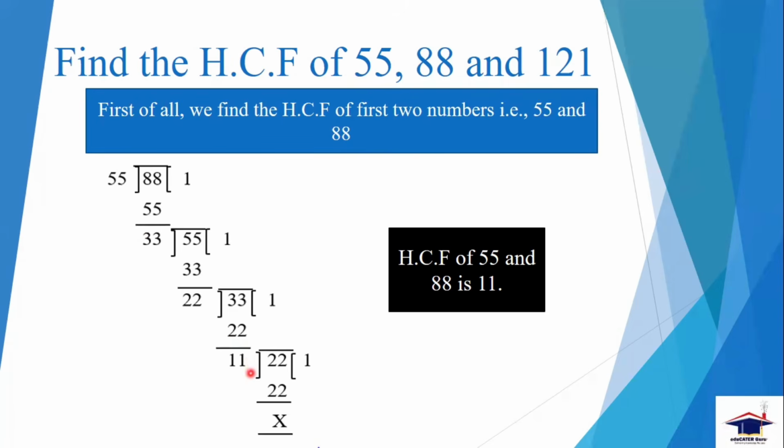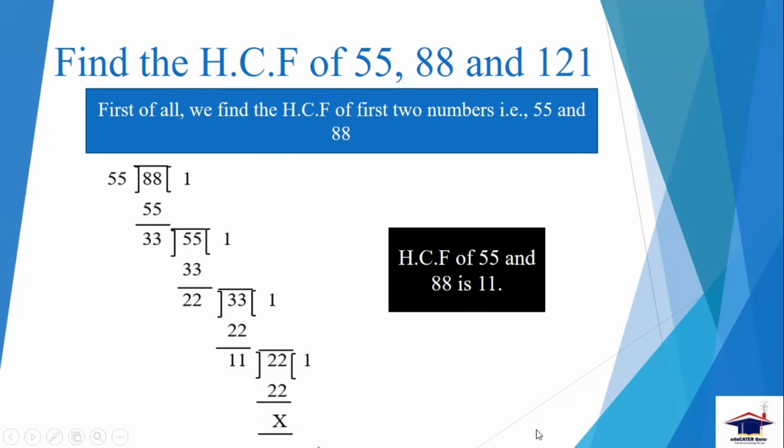Hence, again 22 is divided by 11. So here 11 twos are, sorry, I have written 1 here. So please make the correction. It is number 2. So 11 twos are 22. So the remainder becomes 0. Hence the last divisor is 11. If you see, the last divisor is 11. Before 0, it is 11. Hence the HCF of 55 and 88 is 11.